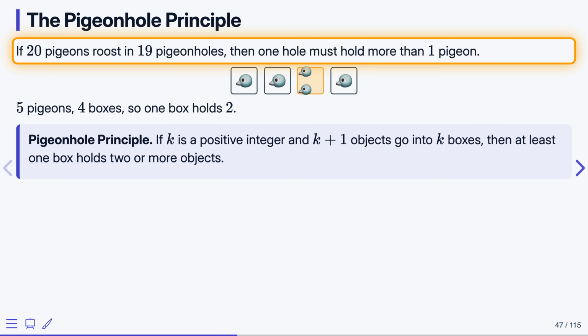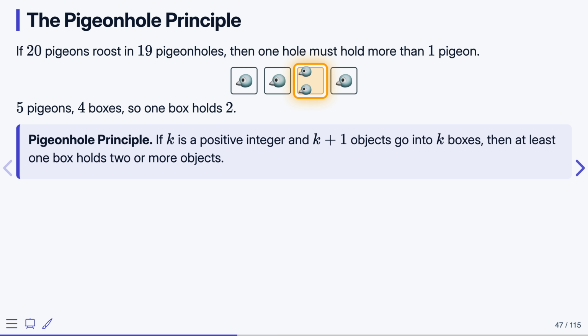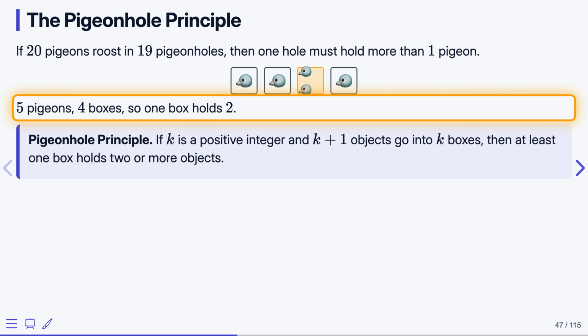Start with a picture. 20 pigeons fly into 19 holes. There are more pigeons than holes, so at least one hole must take more than one pigeon. The small drawing shows the same thing with smaller numbers. This third box is forced to hold 2 pigeons. 5 pigeons, 4 boxes, so one box holds 2.